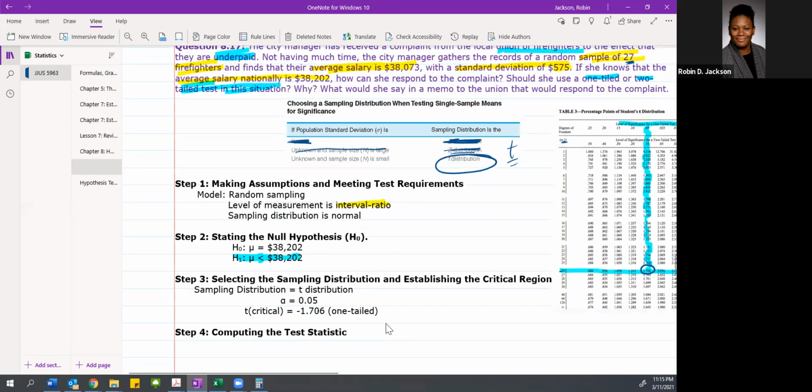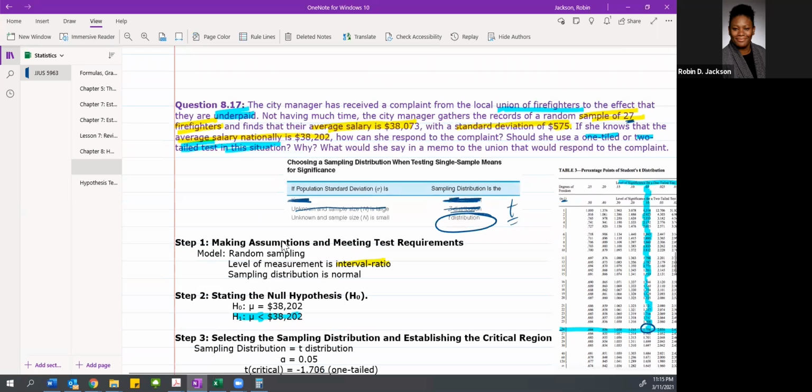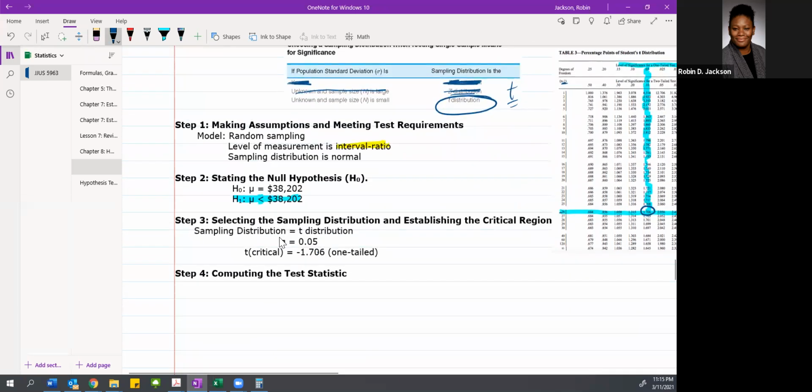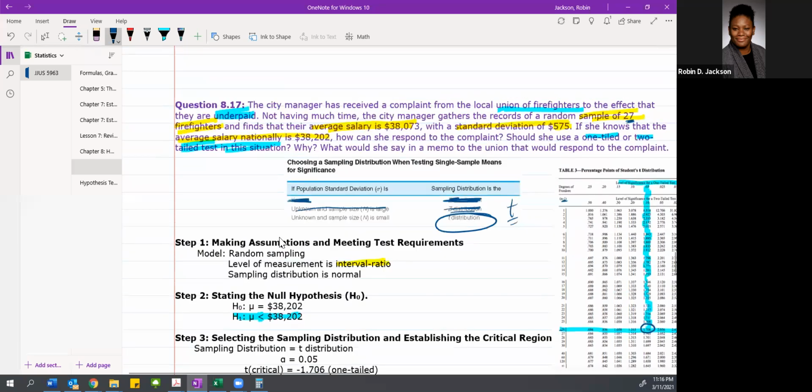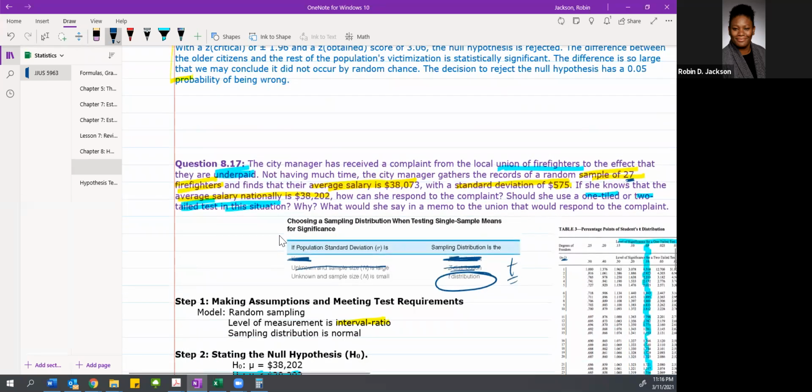For this one, I haven't written any of my information in yet. So let me go ahead and do that. I have my pen going. All right, so what do I know? I know that my number for my sample is 27. So I'm going to write down n equals 27. Now my average salary for my sample: the city manager takes a sample of 27 firefighters, and she finds that their average salary is $38,073.